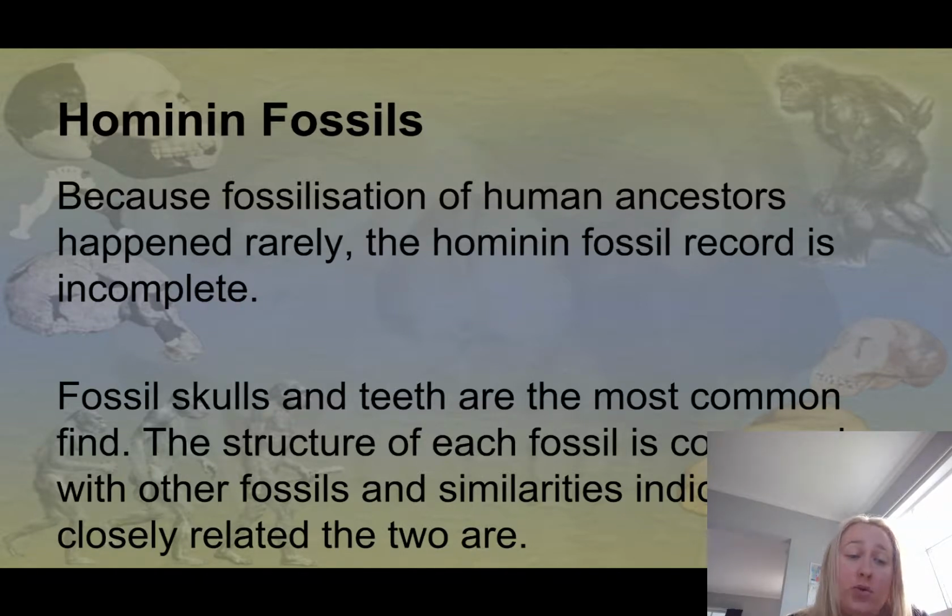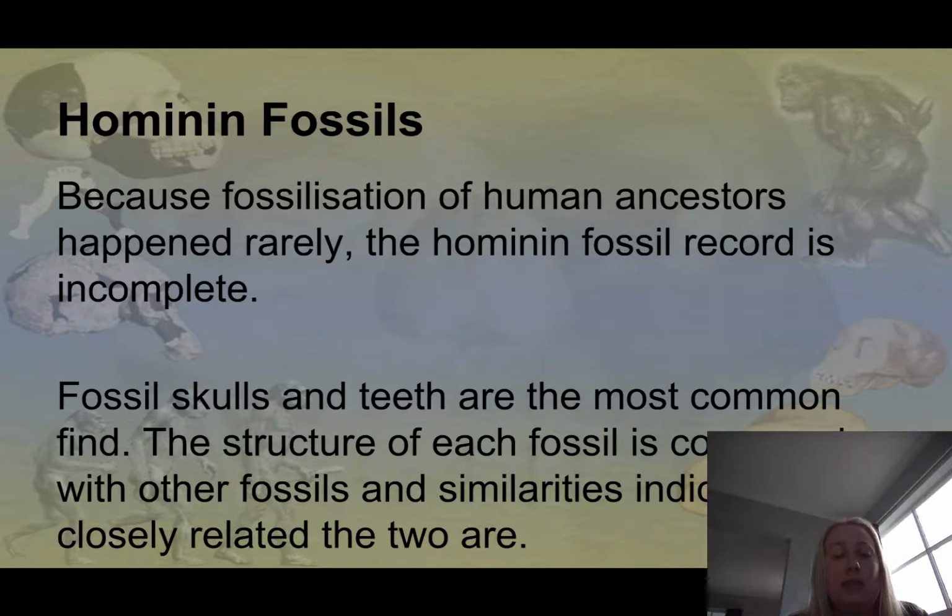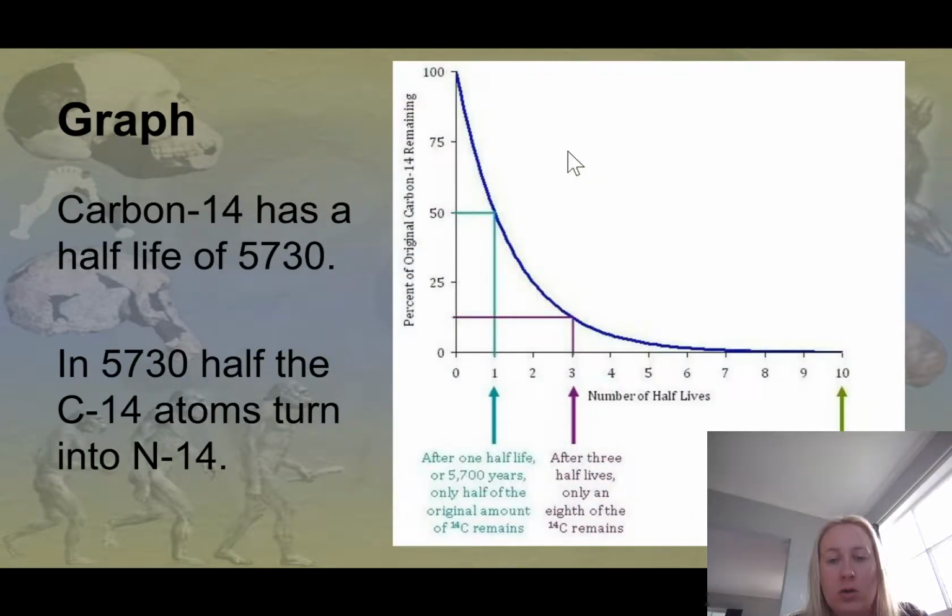Fossil skulls and teeth are the most common find. The structure of each fossil is compared with other fossils, and similarities indicate how closely related the two are. So when we go to talk about different hominin species, we will look at some of the examples we've got.